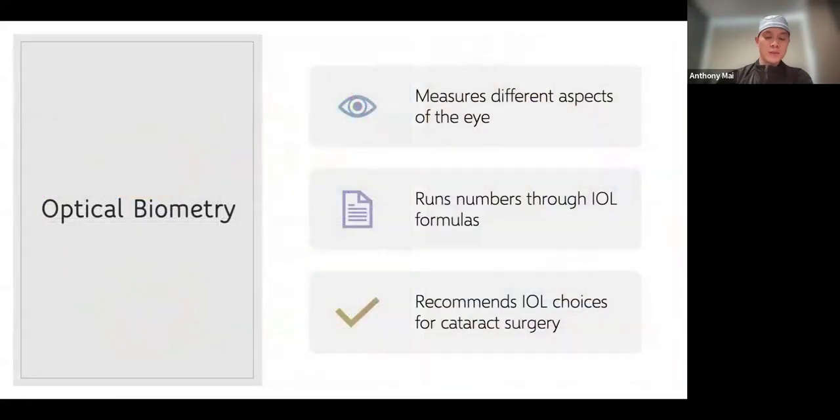Next is optical biometry. This generally is making measurements to help us choose lenses for cataract surgery or secondary IOL surgeries like a Yamani. These machines take measurements of the eye. They run these numbers through formulas that are already inside of the machine. So things you might have heard like the Barrett 2 formula, the Holladay formula, really old ones like SRK/T. We don't really use that anymore. But these machines have these formulas. They run it through, and then they make a recommendation for what kind of IOLs we can use for cataract surgery or a secondary IOL surgery.